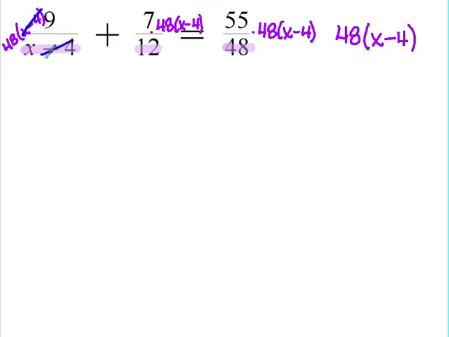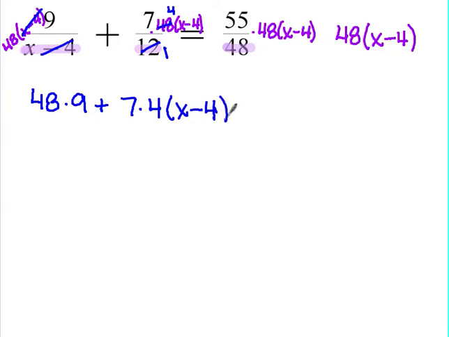So what do you get from your first one? 48 times 9. Very good. What do you get from your next one? 7 times 4 times x minus 4. And then on the right, I'm going to get 55 times x minus 4.